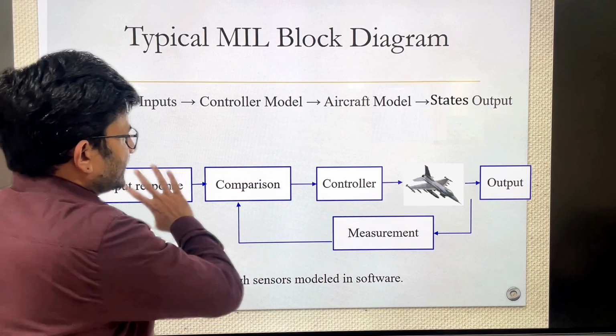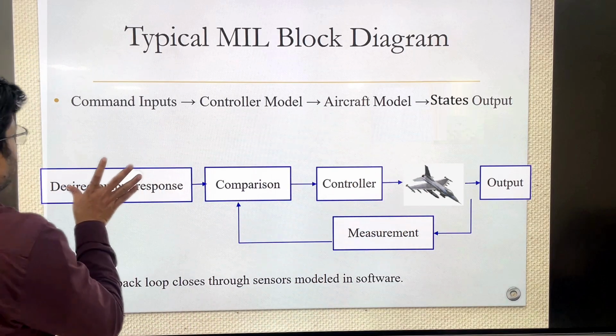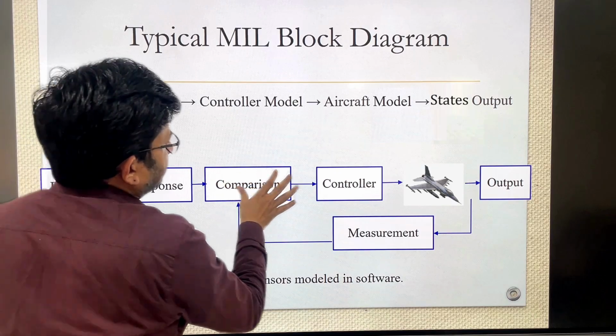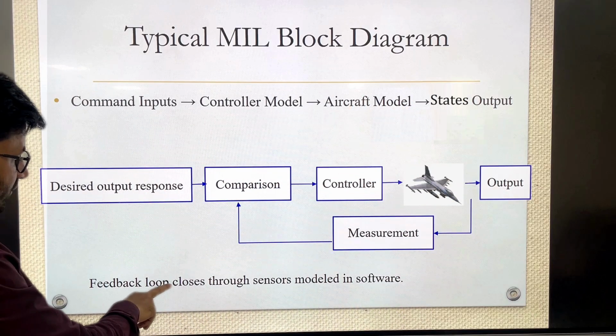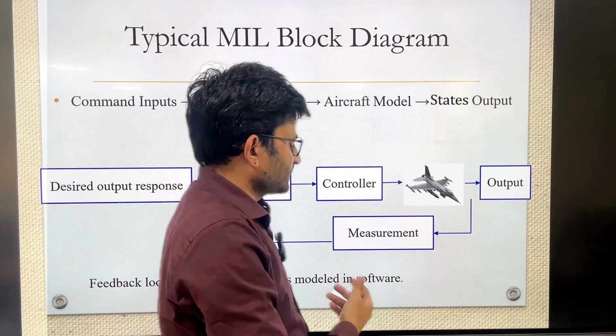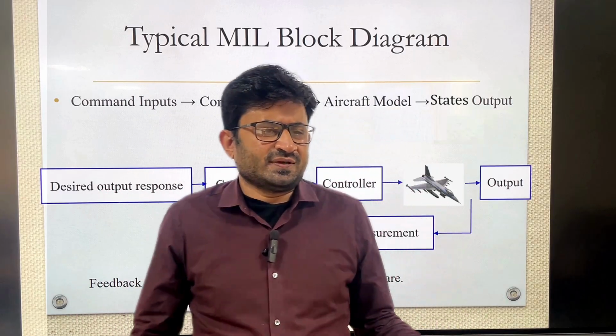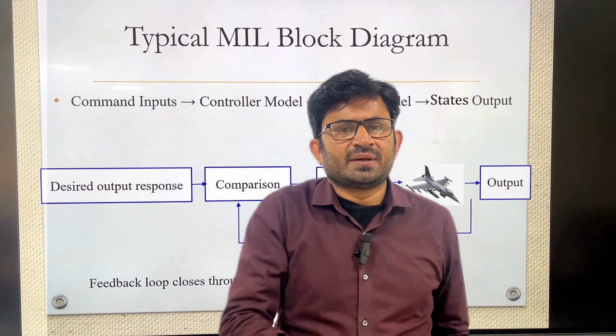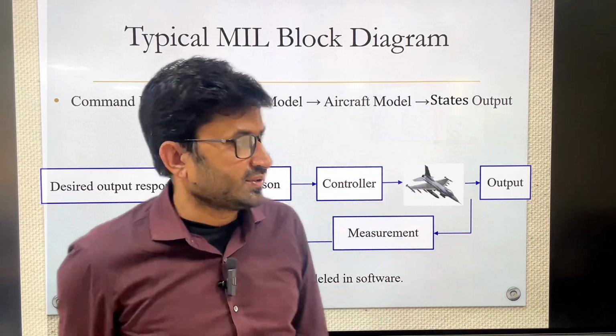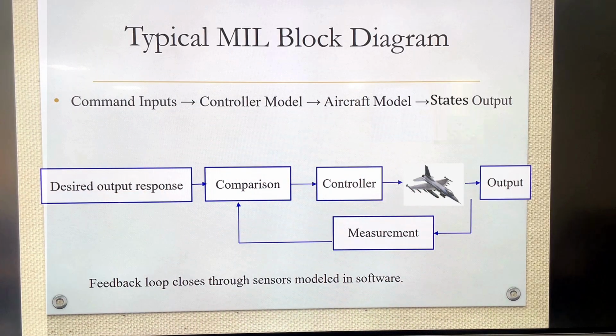So here this is a typical controller architecture. There is a command, controller, aircraft model, output, there will be a sensor, and here it is written feedback loop closed through the sensor model in the software. If in the first stage you cannot consider the sensor, you can directly provide the feedback, but at a later stage you should consider the sensor model. Okay, so this is a typical MIL block diagram.